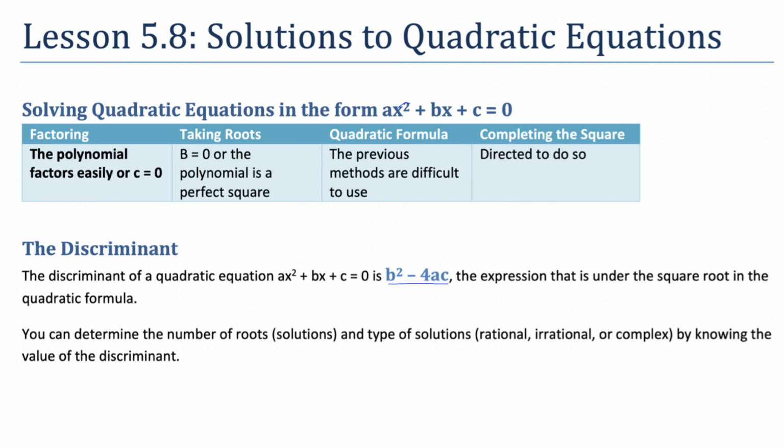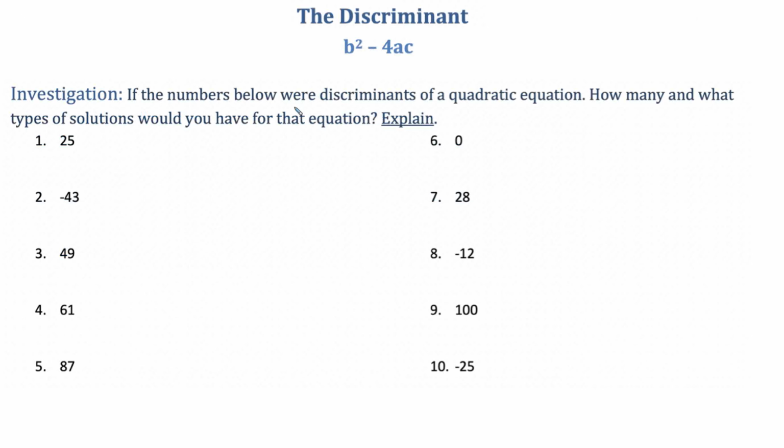So what we're going to do is check out several numbers really quickly. This is easy to find, and we'll do this a little bit later. You just make sure you know what a, b, and c are, plug it in, and find the value. So we're going to look at if we came across a discriminant, I want to know how many solutions you would have and what type of solution.